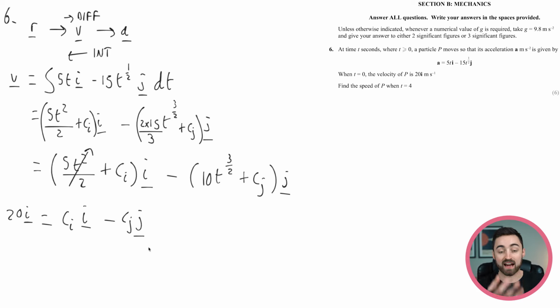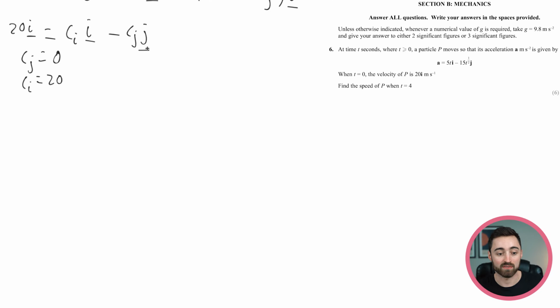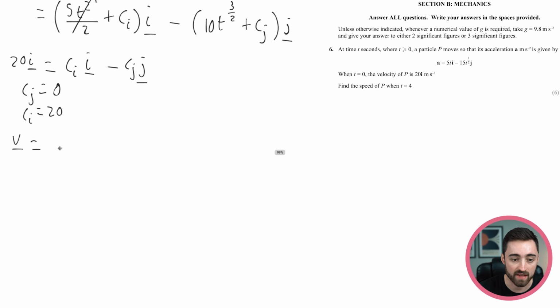We can now compare the i's and the j's here. Now, there's no j here, is there? Meaning that this cj must be 0, right? The j component of the velocity when t is 0 is 0. So straight away I know that cj must be equal to 0. And then look, I must have 20 lots of i is equal to ci lots of i. In other words, ci is 20.